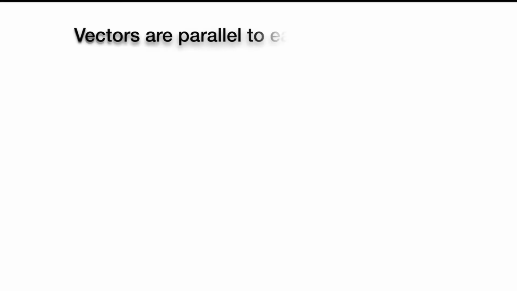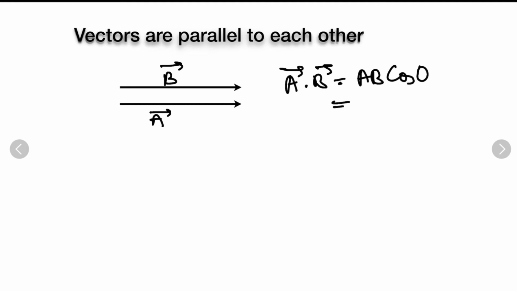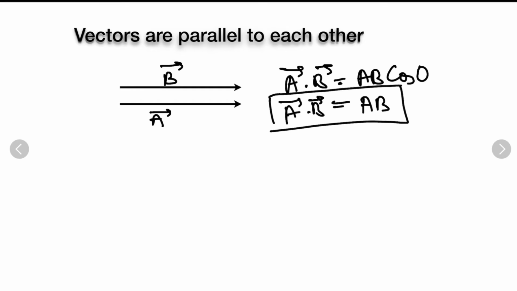Now let's see if vectors are parallel to each other. Here there are two vectors, vector A and vector B, which are parallel to each other, meaning the angle between them is 0 degrees. Then the dot product of these two vectors will be equal to AB cos 0, and cos 0 is 1, so this will be equal to AB. So the dot product of any two parallel vectors is equal to the product of their magnitudes.